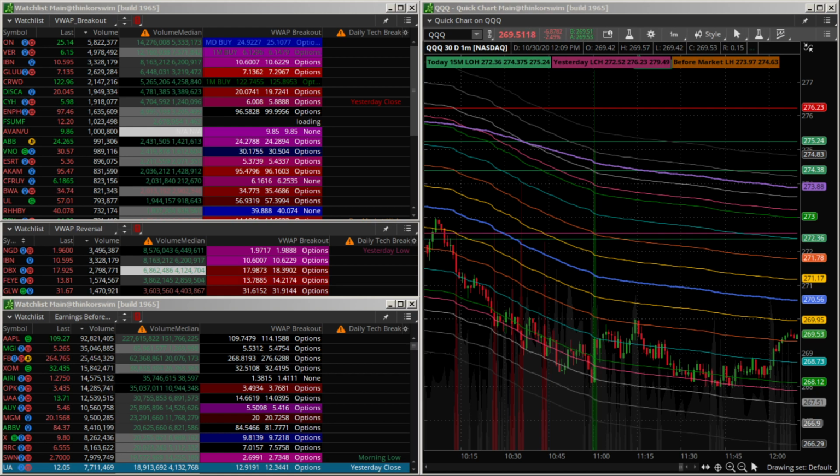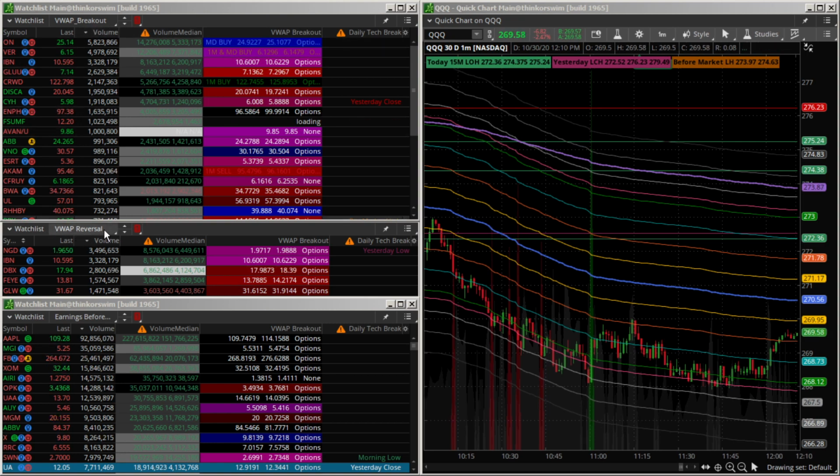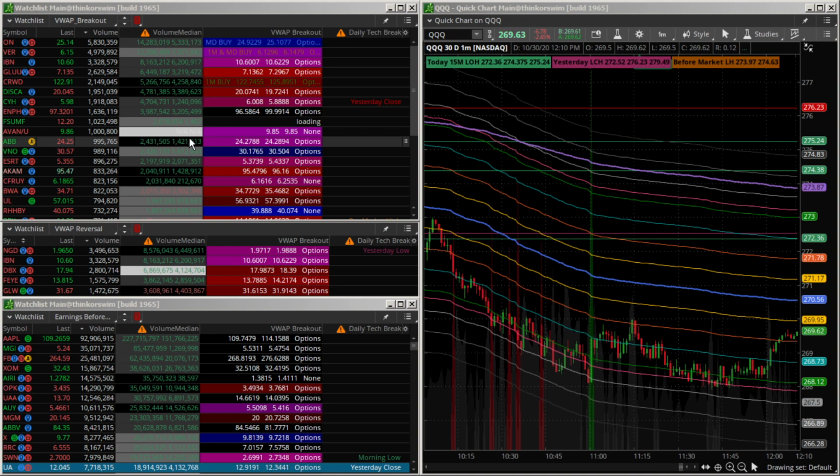So this is the watch lists. On the top we have the VWAP breakouts, and in the middle we have the VWAP reversals. So the VWAP breakouts on top, I'll talk about this one first. This is every time there's a price that crosses the VWAP, it is automatically populated in the watch list on top.